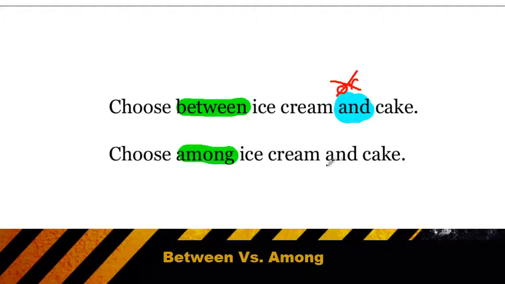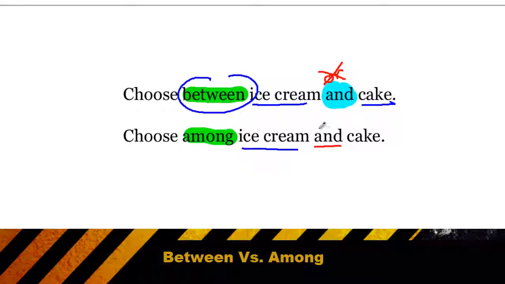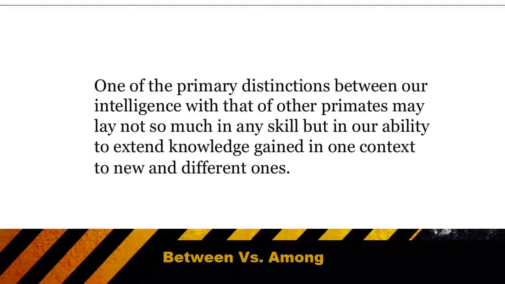With among, you also use and, but it's more important to recognize the difference between and among. Between is for 2 items, and among is for 2 or more. And specifically with among, you're allowed to have more than one option. So when I say I'm choosing between ice cream and cake, that means I'm going to have either ice cream or cake, but not both. When I make a choice among ice cream and cake, that means potentially I could have both ice cream and cake.